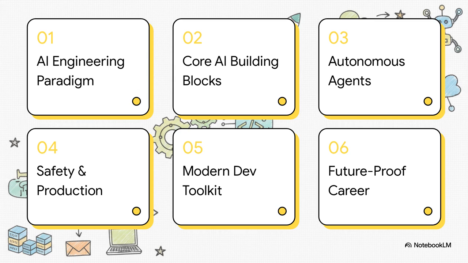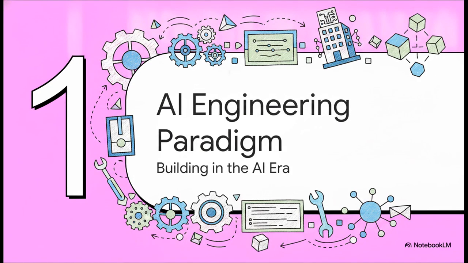We've got a lot of ground to cover, so we're breaking this 13-step journey down into 6 manageable phases: the AI engineering paradigm, core AI building blocks, autonomous agents and systems, safety and production scale, the modern developer toolkit, and finally, future-proofing your career. All right, phase 1, the AI engineering paradigm.